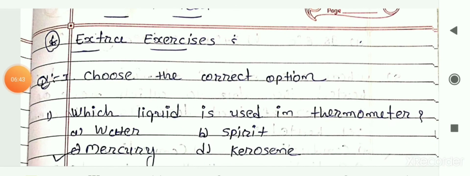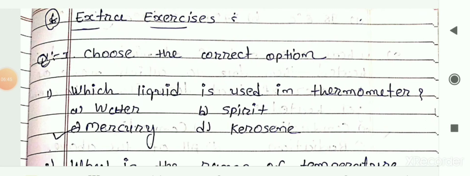So in this exercise, the first question is to choose the correct option. In the first question, which liquid is used in a thermometer? The options are given to you. The options are water, spirit, mercury or kerosene. So the answer is already given to you, that is mercury. Mercury is used in the thermometer.